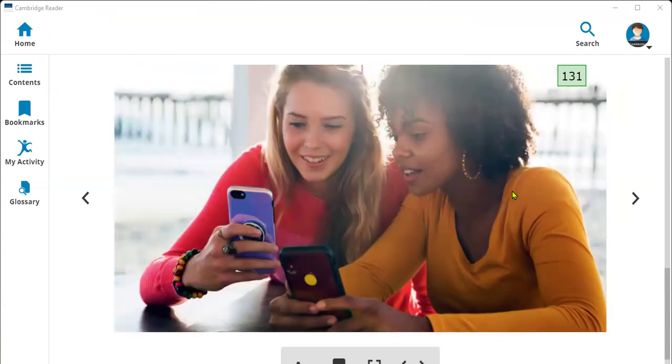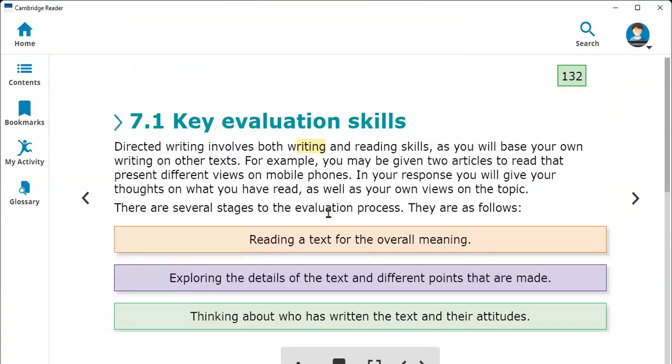You should know whether you favor the idea of young people owning and using mobiles, or you don't favor this idea. Whatever your viewpoint is, you should convince your readers of this idea. So while we are talking about directed writing, that includes two important skills, and these two important skills are your reading skills and your writing skills both.